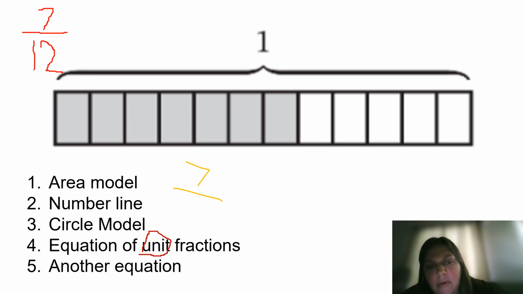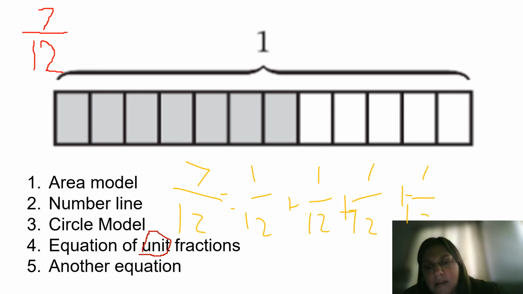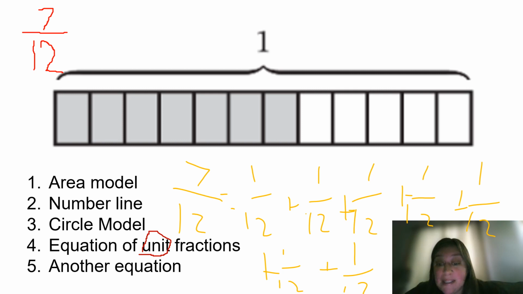Okay, I hope you said that 7 twelfths equals 1 twelfth plus 1 twelfth plus 1 twelfth plus 1 twelfth. I'm going to go back and check. I have 1, 2, 3, 4. I don't have 7 yet. Plus 1 twelfth plus 1 twelfth plus 1 twelfth. 1, 2, 3, 4, 5, 6, 7. That is how we represent 7 twelfths in an equation of unit fractions.